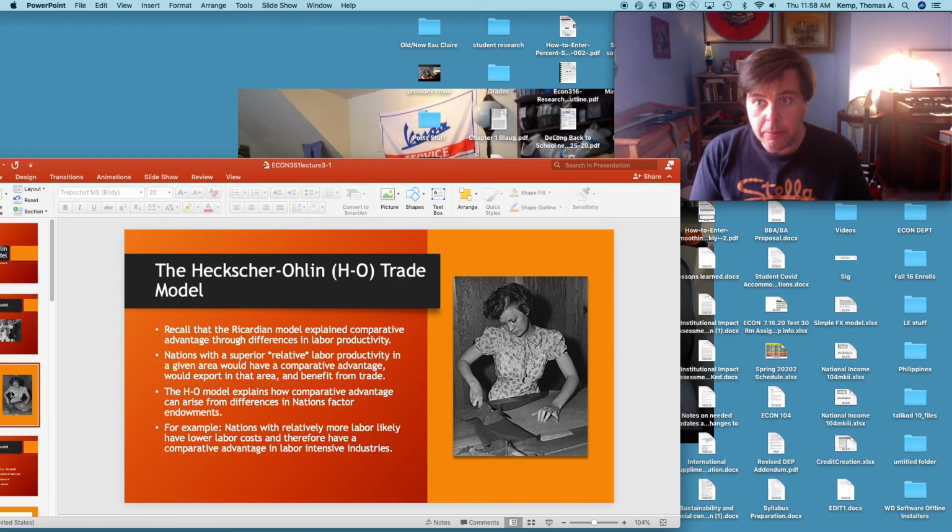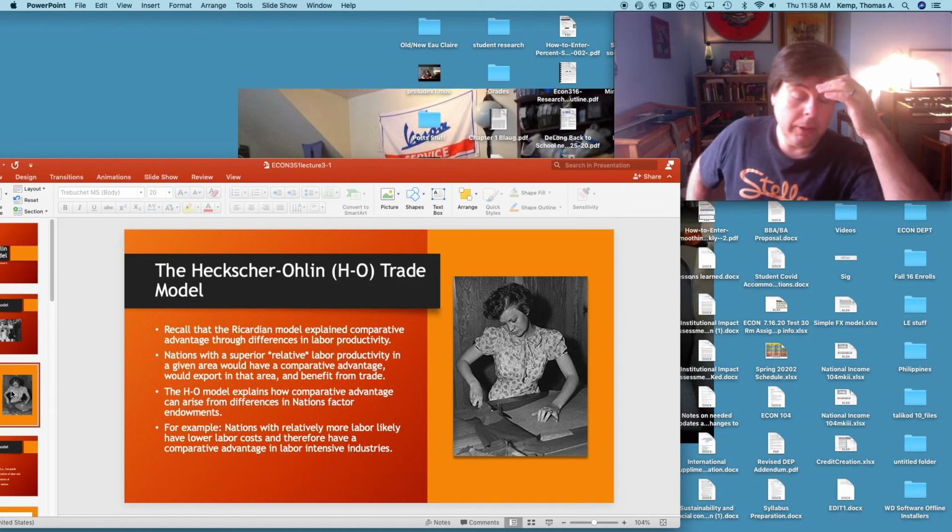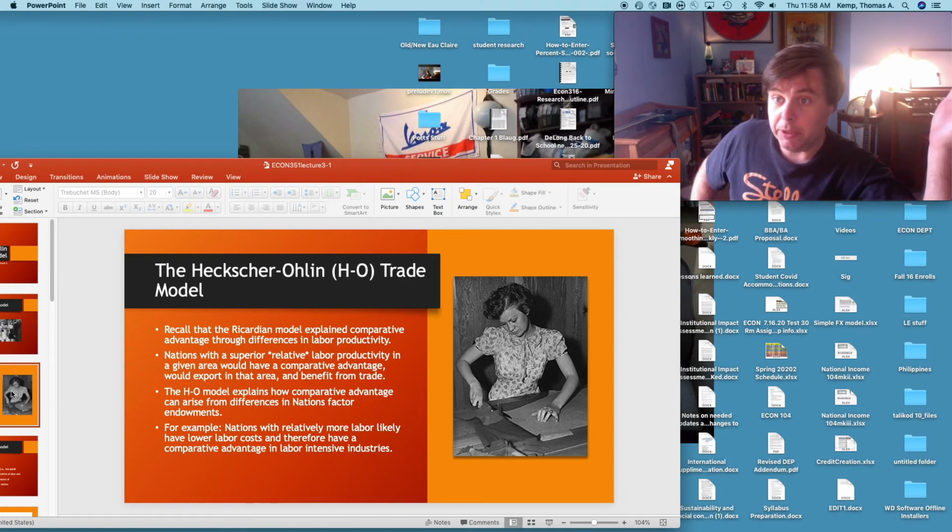The HO model explains comparative advantage in a different way, right? Whereas Ricardo's comparative advantage is based upon relative productivities, HO is based upon relative factor endowments. In other words, how much land, labor, and capital a nation has. Okay.